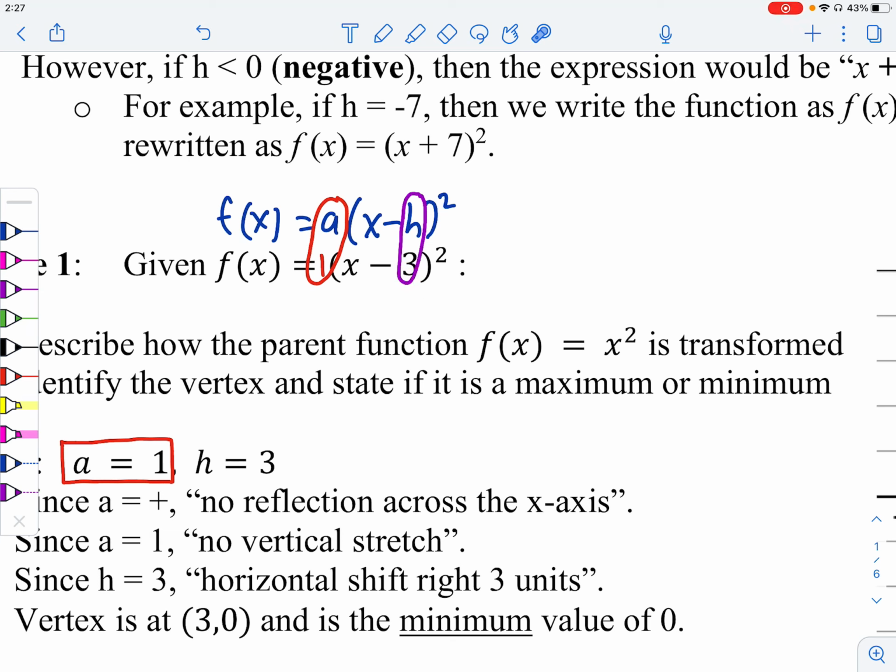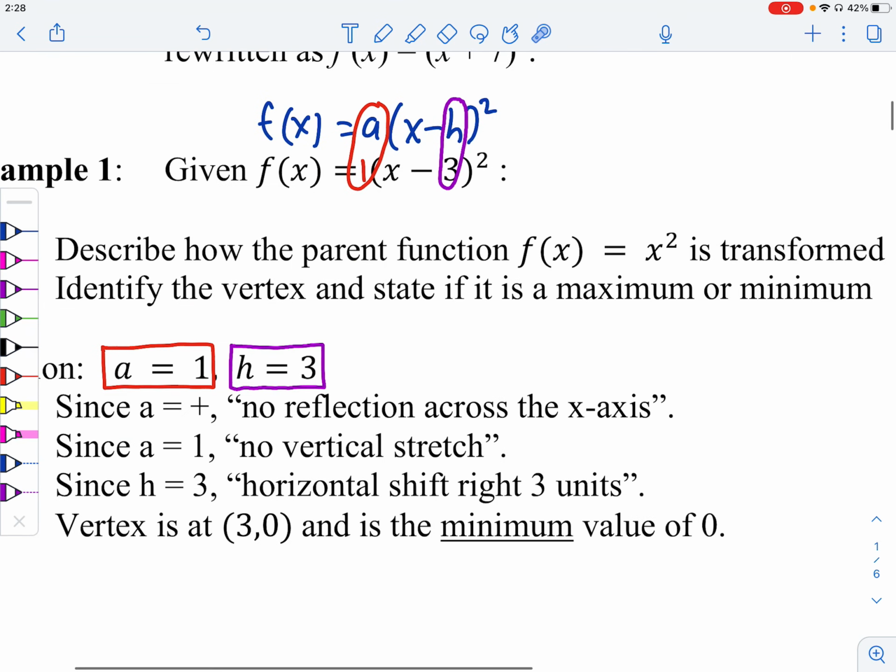Because if we put in a negative 3, it would be x minus negative 3, which will make it x plus 3, which we don't want, right? So we want the x minus 3. So the 3 has to be positive to stay in this form. Now the way to look at it is if it looks negative, it's positive. If it looks positive, it's negative. So it looks negative, it's going to be positive, so your h is 3 for that.